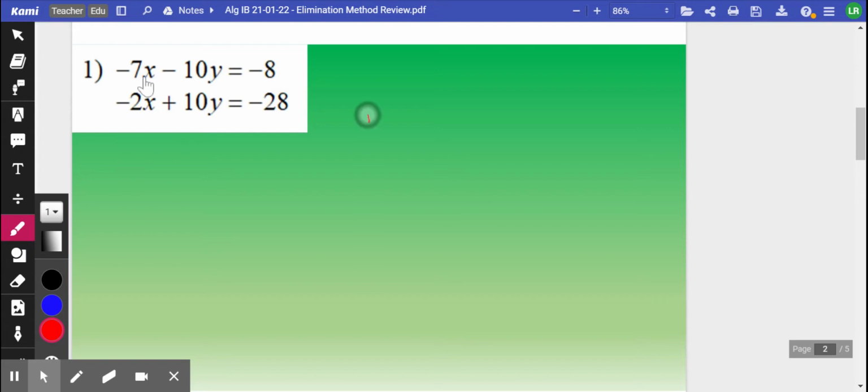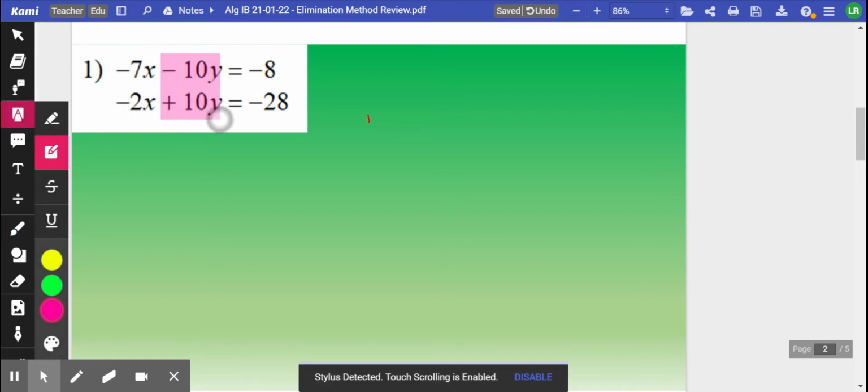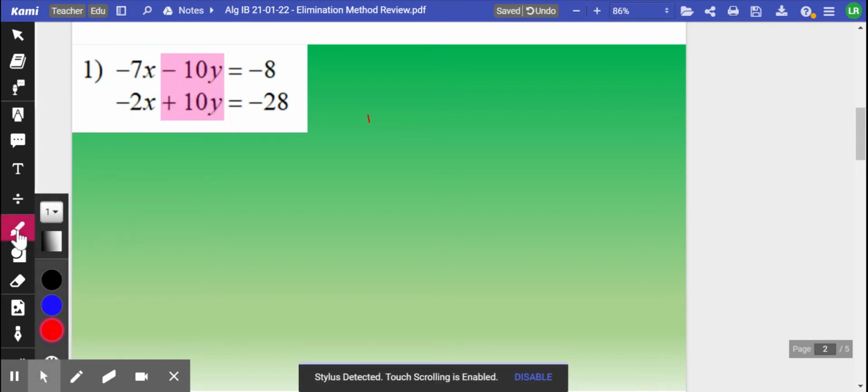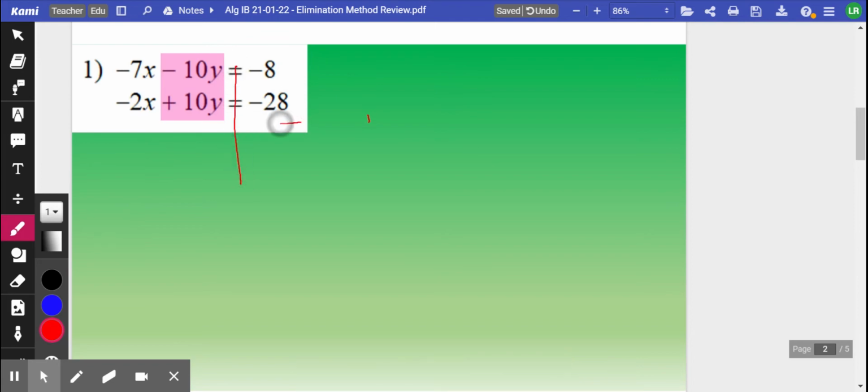Okay, so for this particular one, I looked first, and those are not opposites, but looky there, I have opposites. I don't have to make them on my own. So since I have opposites, I can add my equations together right off the bat. Negative 7x plus negative 2x is negative 9x. Negative 10y plus 10y is 0. Negative 8 plus negative 28 is negative 36. And I solve my equation. Divide by negative 9 and x is 4.